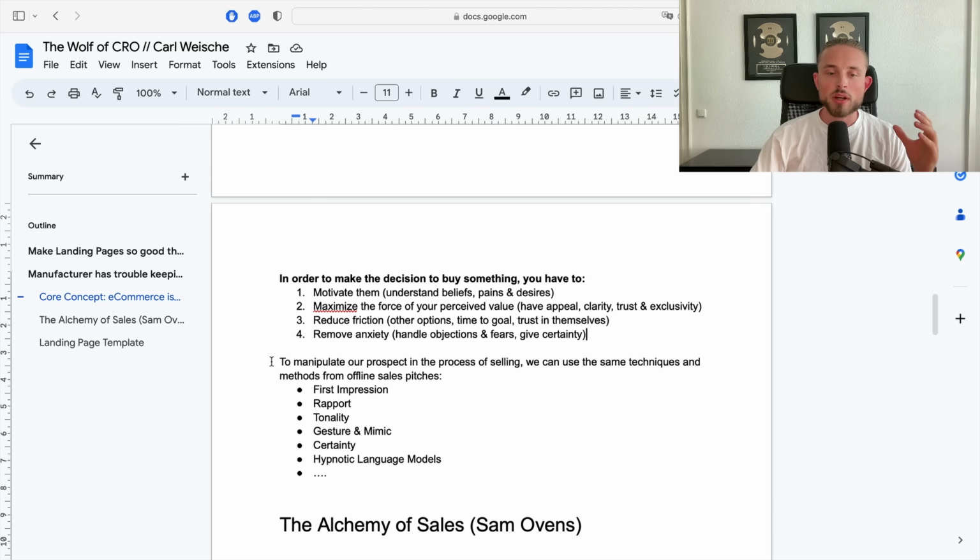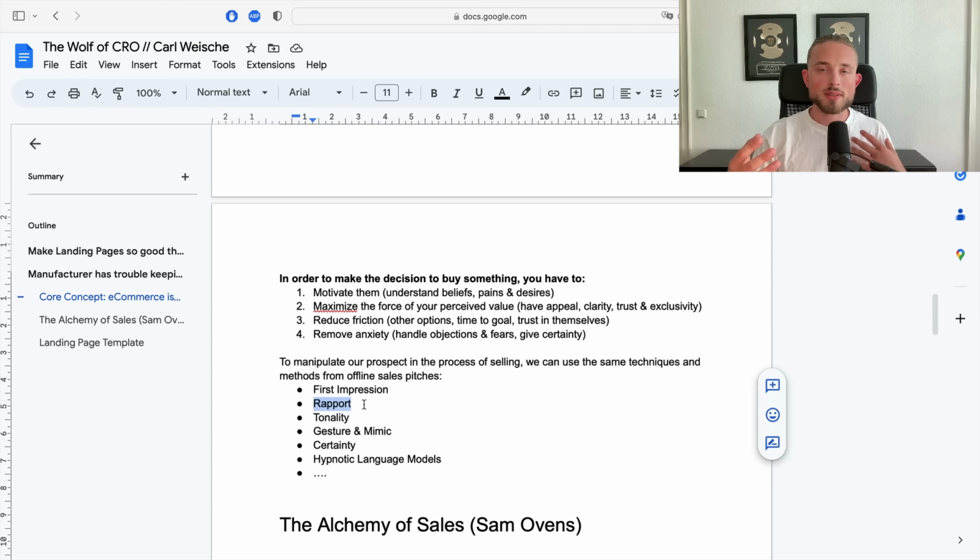So if we think about how we can manipulate the whole customer journey, how we can manipulate the prospect in this process of selling, we can use the same techniques and methods that we use in offline sales pitches, right? Like the first impression of looking good, of wearing, for example, a nice suit and tie, which would translate into a nice website design, or rapport, right? That we build this initial trust, this initial feeling of we are the same. The tonality that you use, right? How do you use tonality to convey certain messaging?